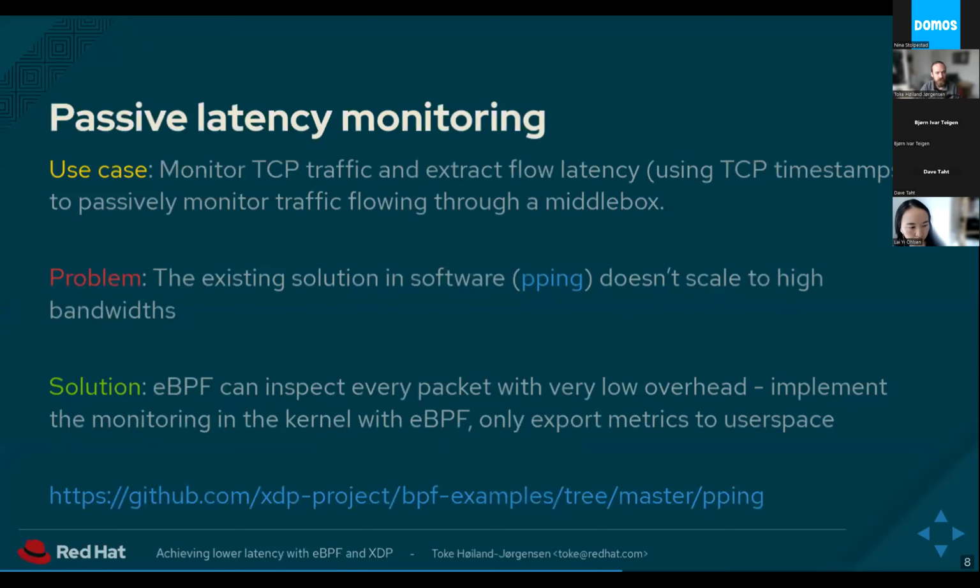But with eBPF, we can inject code into the kernel and run it in the packet fast path, and we can do the timestamp matching for every packet that goes through the system on any middle box. And since most of your home routers run Linux, that's really easy to install. I have a PhD student who re-implemented Kathy's ping using eBPF, which allows it to run with very low overhead and scale to 10 gigabits and beyond on a middle box.